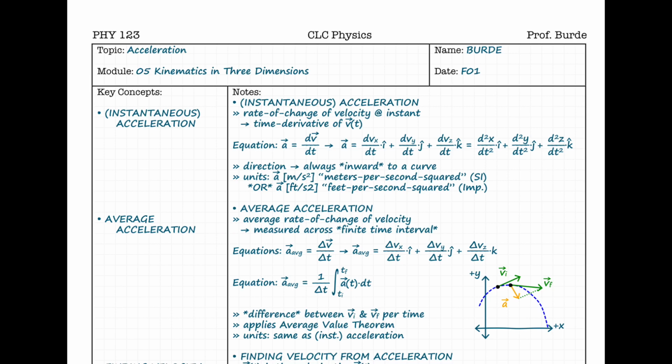When you're looking at an acceleration vector on a curve, the acceleration vector always points inward on a curve on your trajectory, and the acceleration is going to be measured in meters per second squared or feet per second squared.